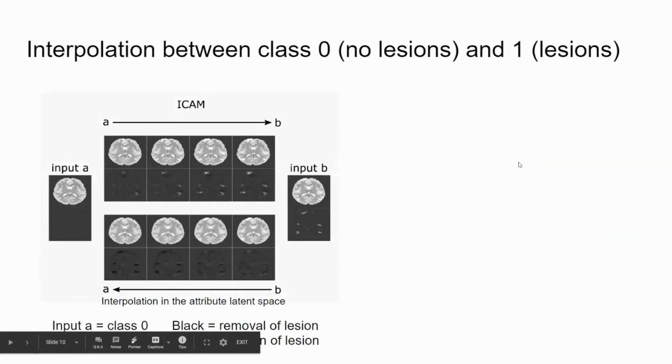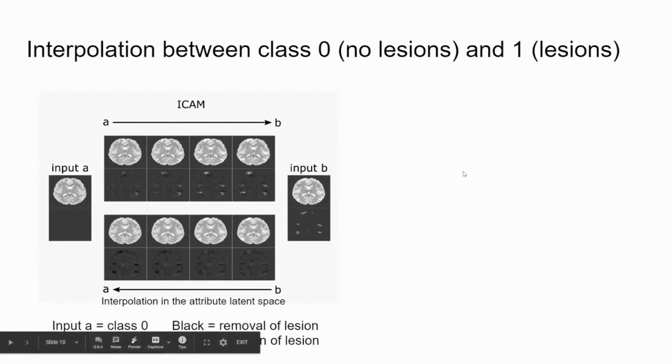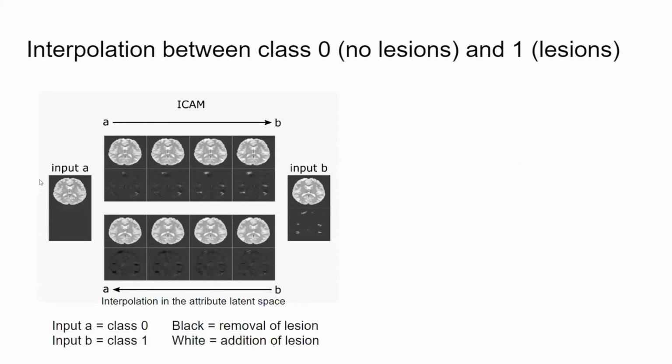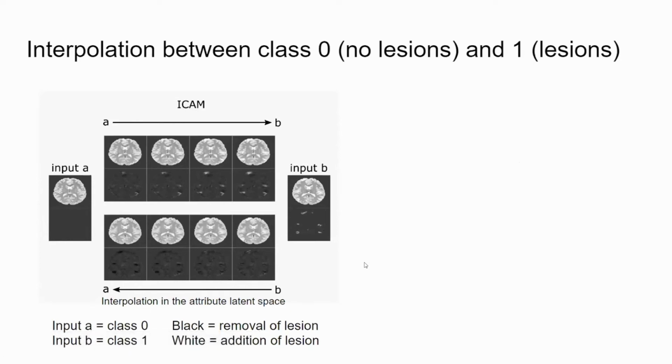So going forward, some qualitative results. Here we have the results of ICAM when we interpolate between class 0 and class 1. Input A of class 0 and its mask, input B of class 1 with lesions and its lesion mask. Here we see the generations of the brains with the corresponding attribution map, which encodes the differences. What we want to see here is a smooth interpolation of adding and removing the lesions.